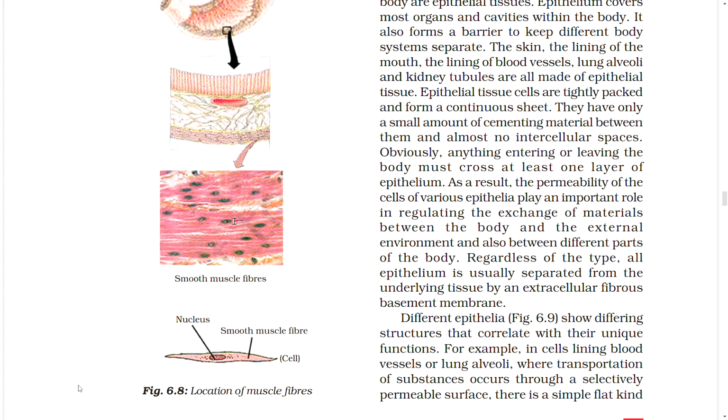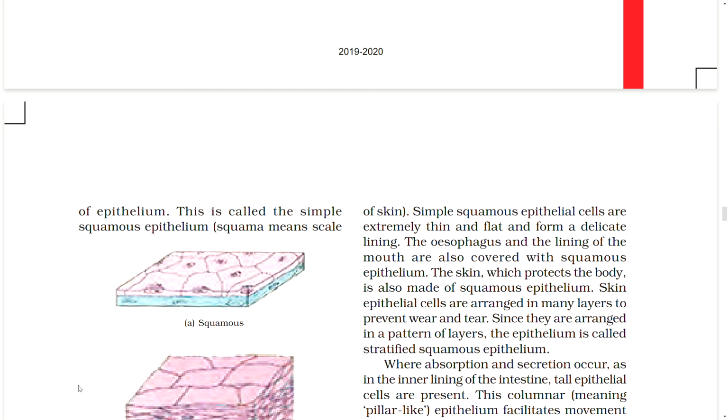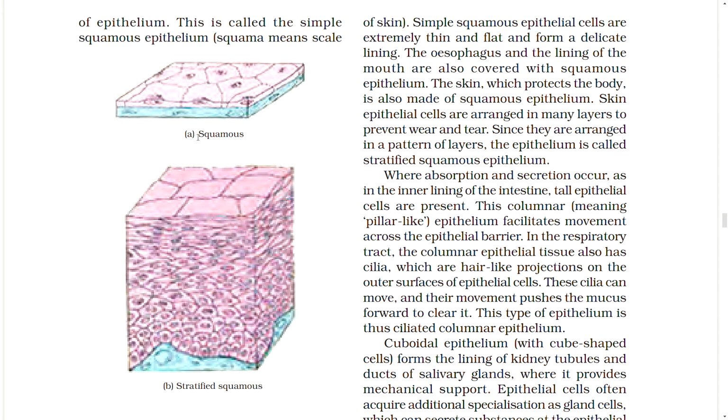Different epithelia show differing structures that correlate with their unique function. For example, in cells lining blood vessels or lung alveoli, where transportation of substances occurs through a selectively permeable surface, there is a simple flat kind of epithelium. This is called the simple squamous epithelium. Squama means scale.